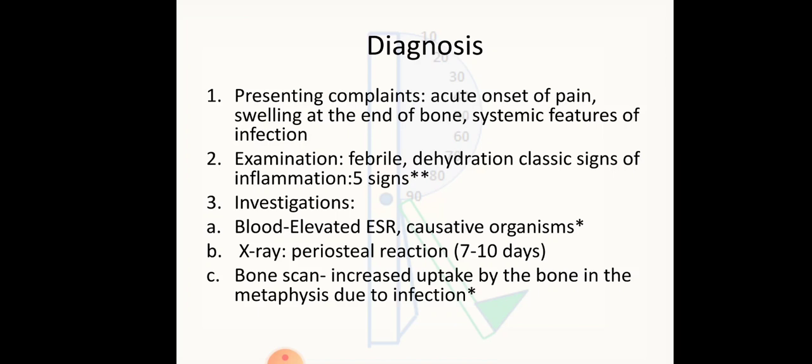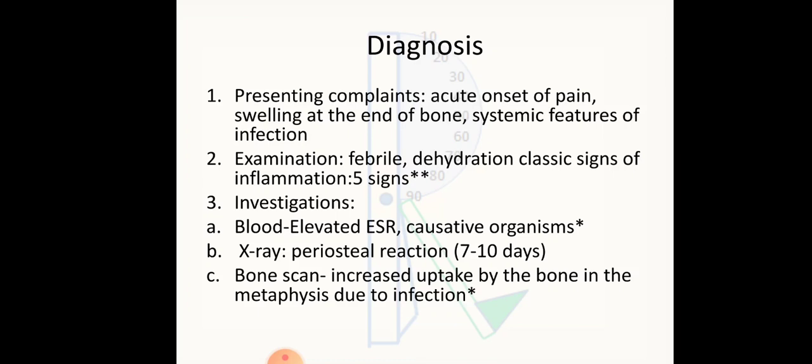This periosteal reaction takes place at around 7 to 10 days after the onset of infection, that is acute osteomyelitis. After the process of acute osteomyelitis starts, it will take 7 to 10 days for periosteal reaction to happen and to see it on the X-ray. So that is the importance of X-ray.